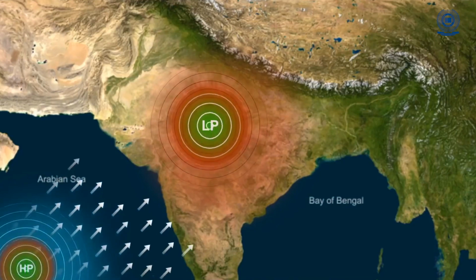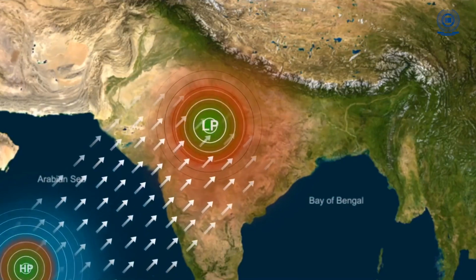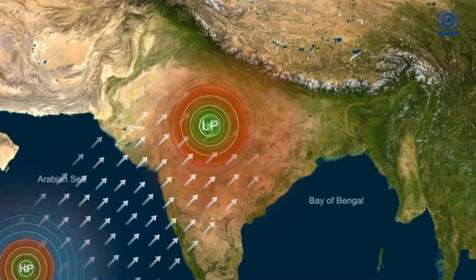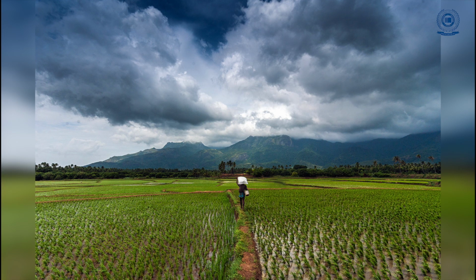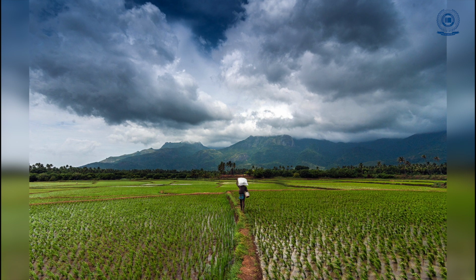Due to more evaporation over water bodies, more water vapors are found above the sea. As wind moves towards the land, it picks up the moisture as it moves along. Later, clouds are developed and precipitation happens.